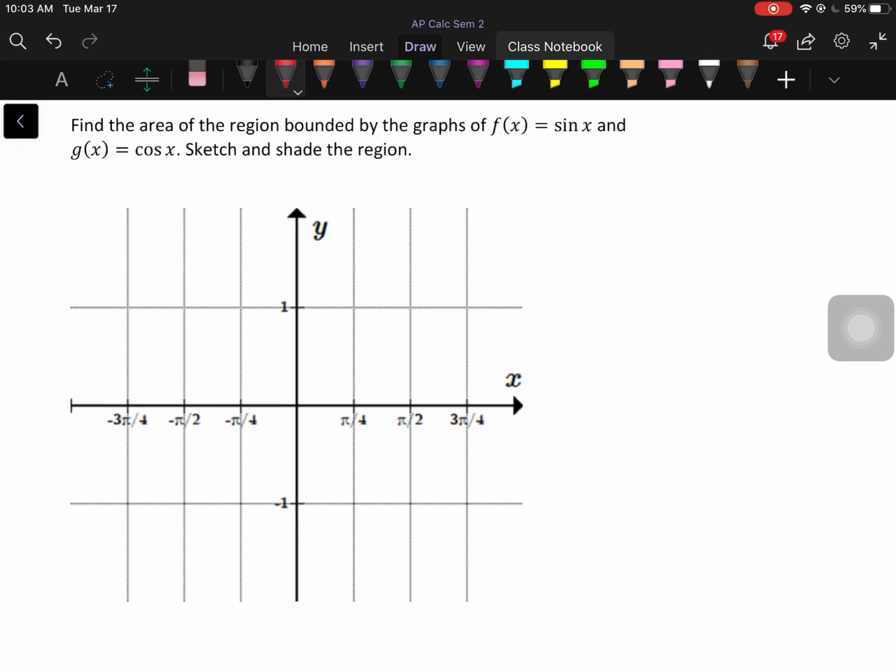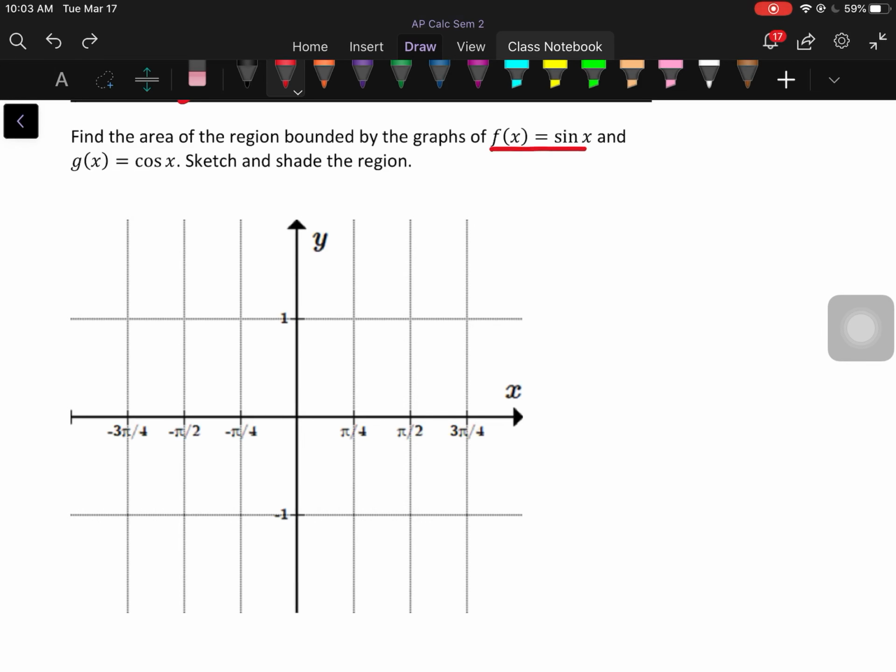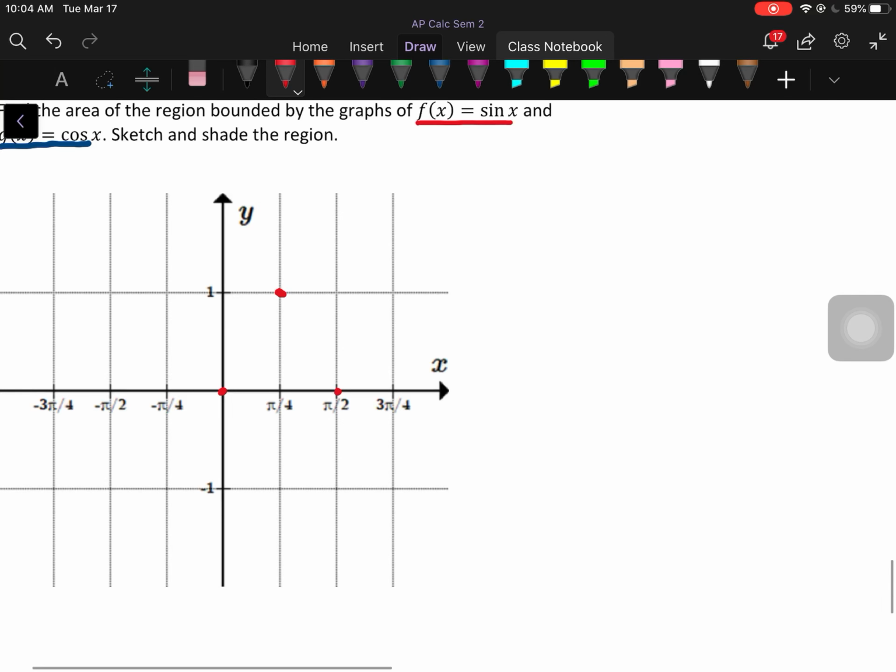Find the area of the region bounded by the graphs of f of x is sine of x, and g of x is cosine of x. Sketch the graph and shade the region. All right, sine of x, initial value of 0. At pi over 4, that's 45 degrees, sine would be 1. Pi over 2 would be 0. Down at 3 pi over 4, negative 1.